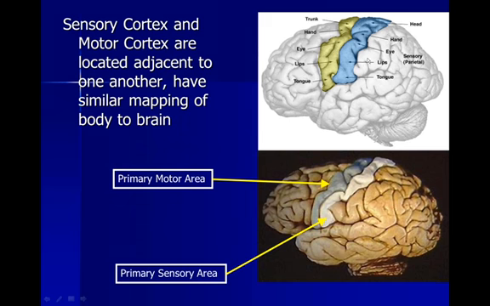As you can see, the somatosensory cortex and motor cortex are located adjacent to one another and have similar mapping. So the sensory part of the tongue is right next to the motor part for the tongue: lips, eyes, hands, heads, etc. So the primary motor area and the primary somatosensory area.